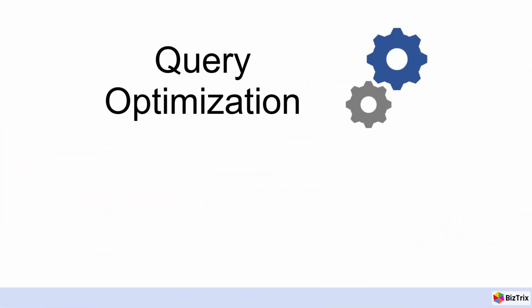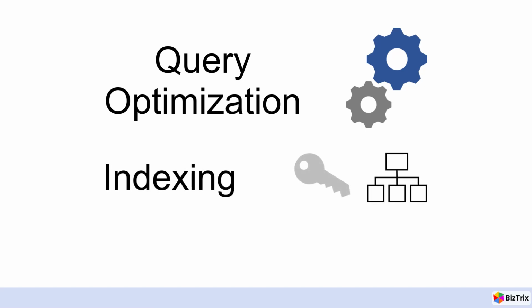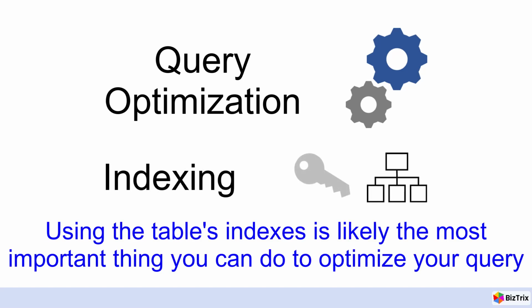I begin the optimization topic with indexing. Using the table's indexes is likely the most important thing you can do to optimize your query. I'll say that again. Using the table's indexes is likely the most important thing you can do to optimize your query. Indexing is a topic that probably deserves its own course. I'm not going to get deep into the details, but I'll use a very simple example to illustrate the concept.